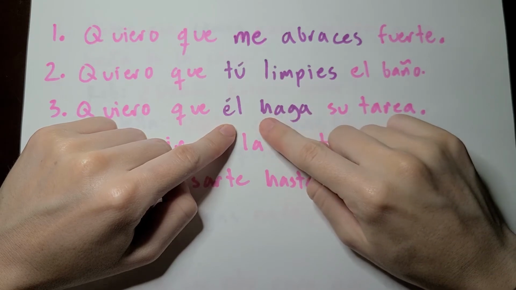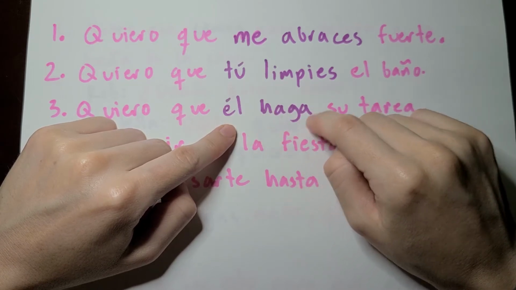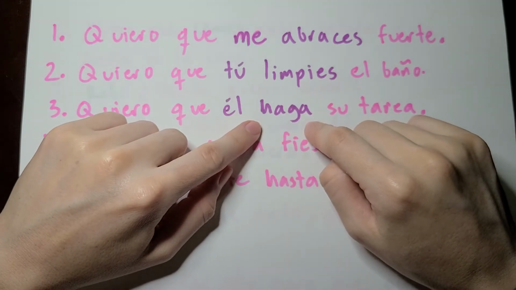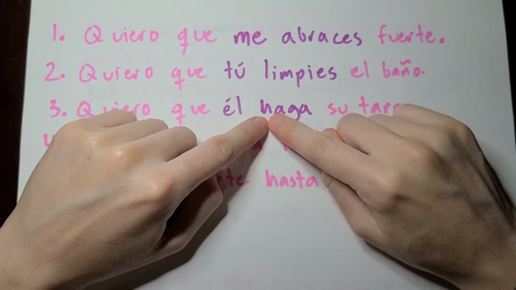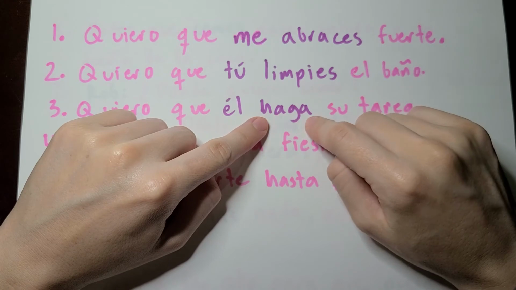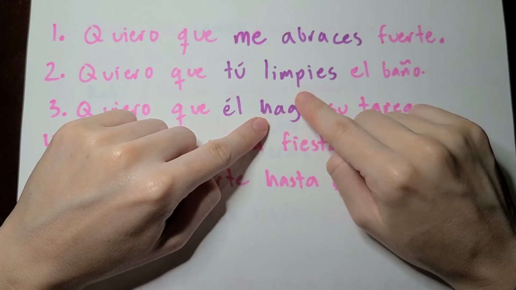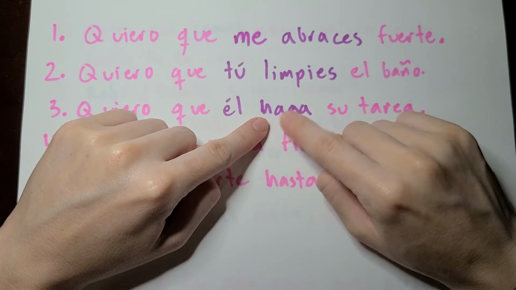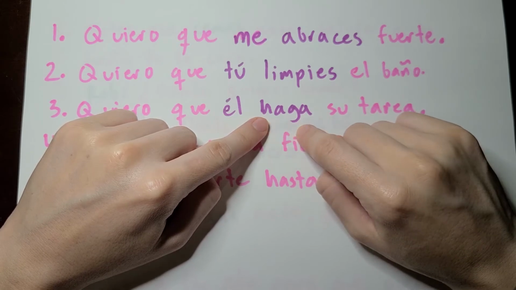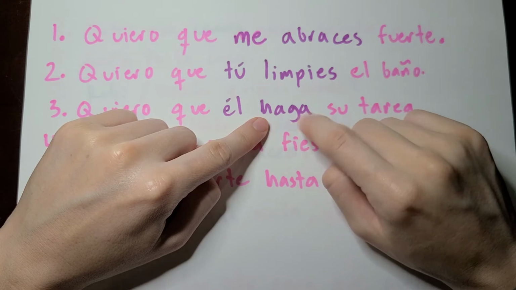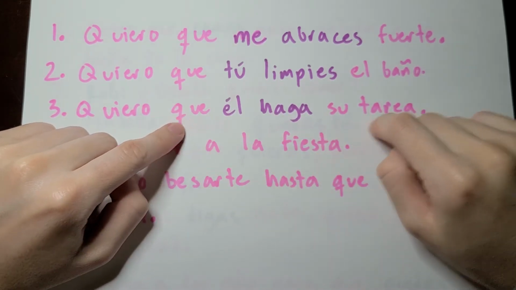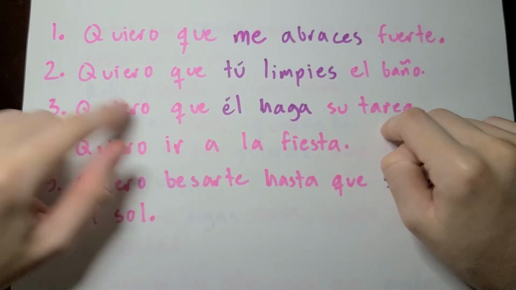So, because yo hago and hacer is an ER verb, all of the forms in the subjunctive for hacer maintain the HAG from the yo form of the present tense, and then they just take on AR endings. So yo haga, tú hagas, él haga, nosotros hagamos, okay? So, quiero que él haga su tarea. I want him to do his homework.